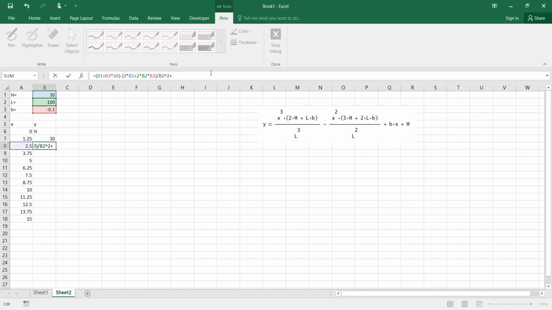b is 2 times plus L times 2 times plus L times b, divided by L to the power 2, times x to the power 3. So this is the formula.